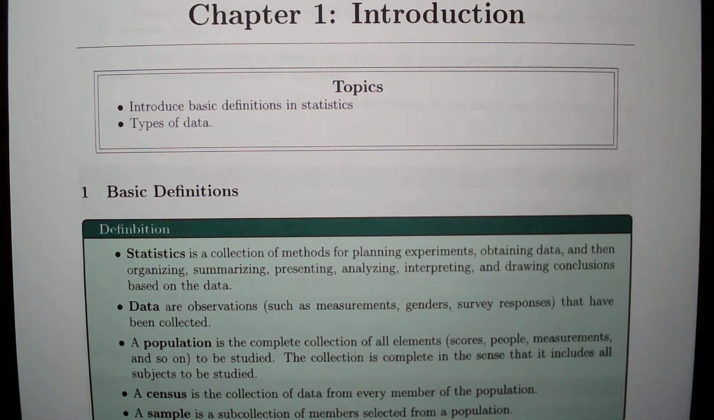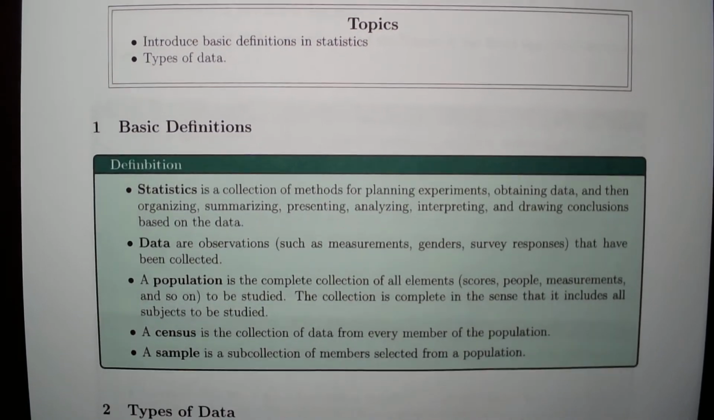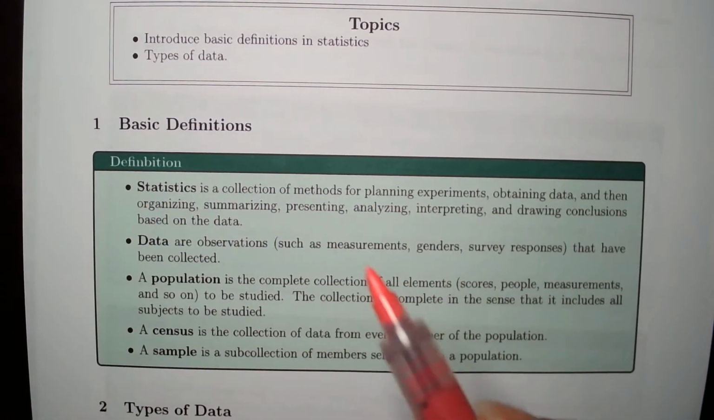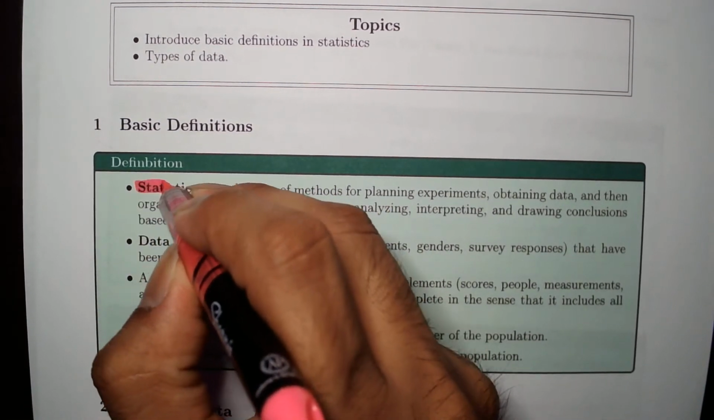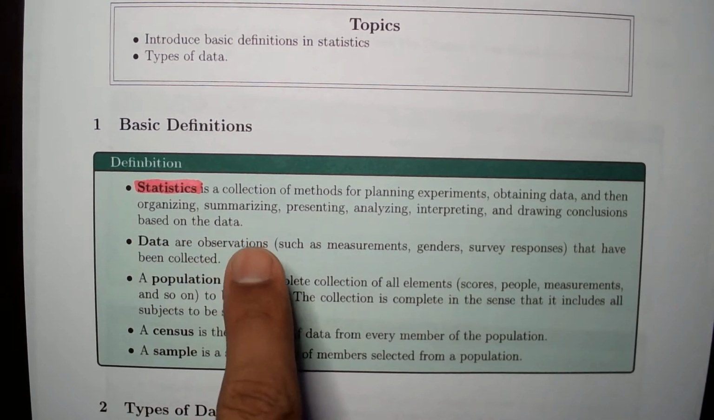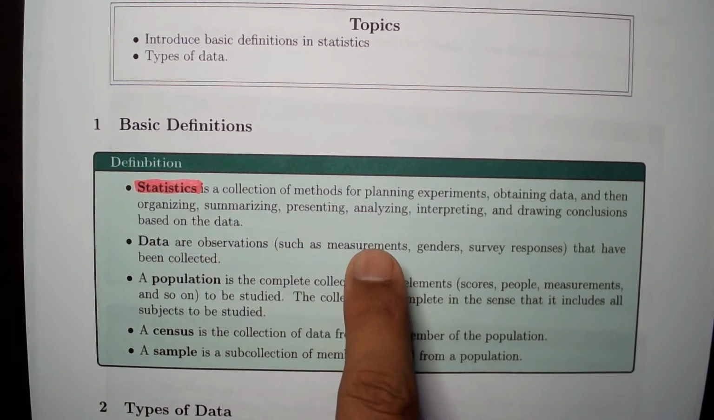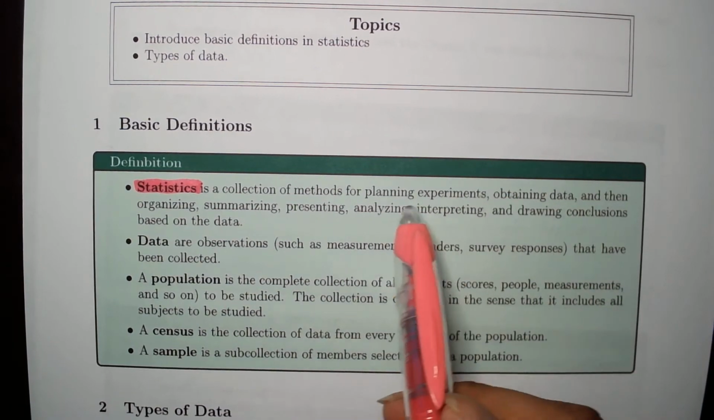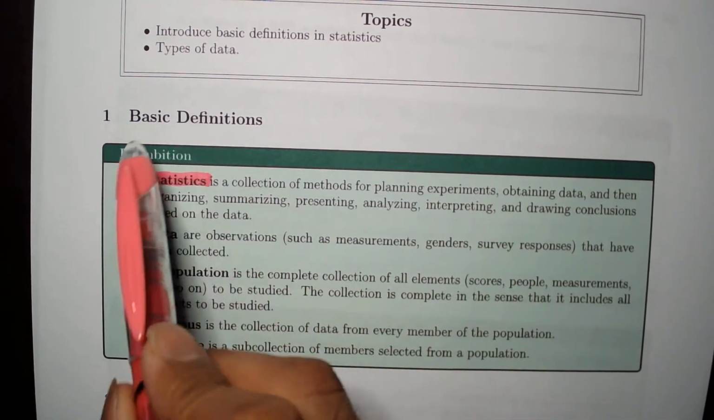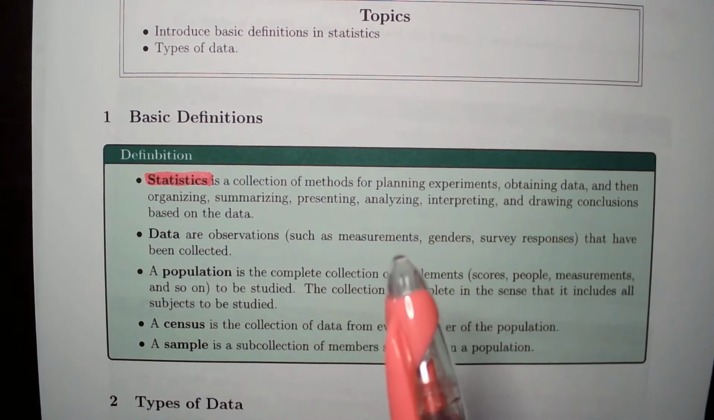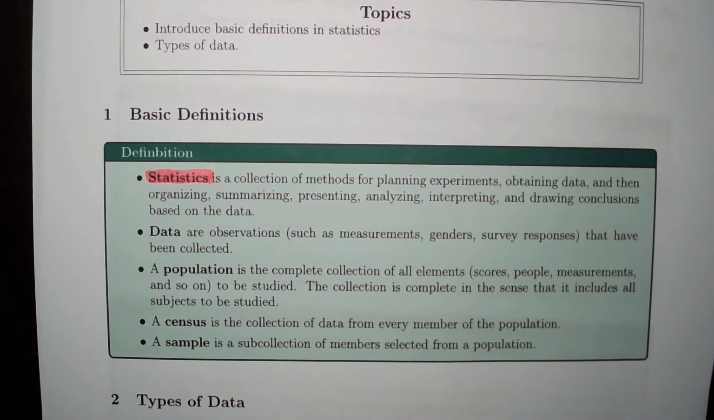So first of all, let's define what statistics is. Statistics is a collection of methods for planning experiments, obtaining data, and then organizing, summarizing, presenting, analyzing, interpreting, and drawing conclusions based on the data. So pretty much all this list of characteristics of what statistics is will correspond to basically a whole chapter.